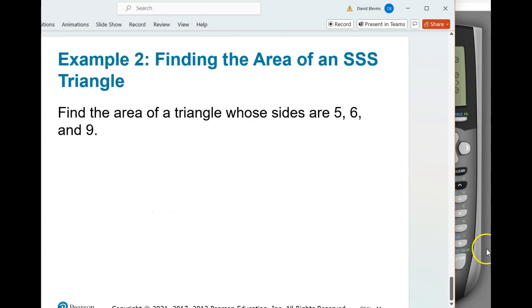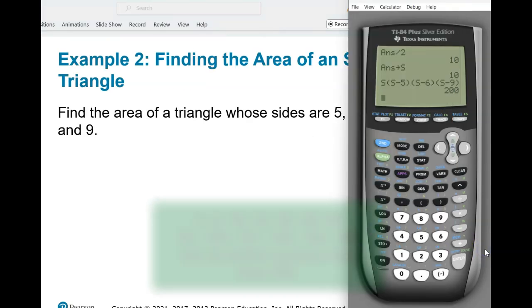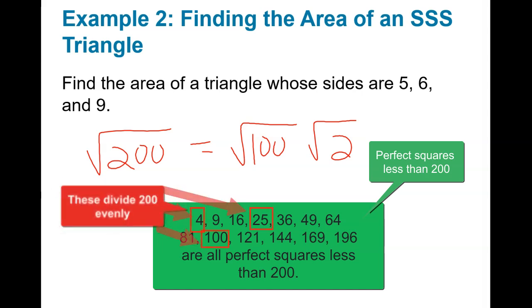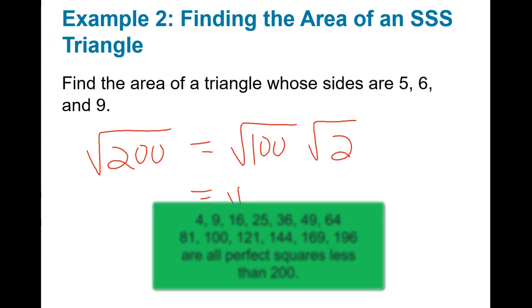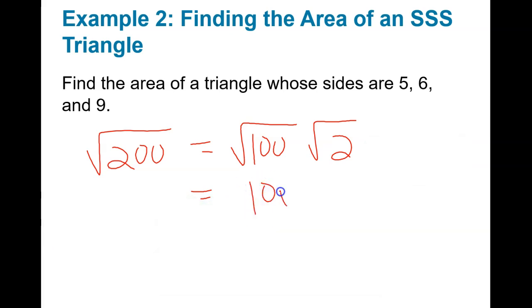So I'm looking for the square root of 200. 200 can be broken down to 100 times 2, 100 being the biggest perfect square that divides 200. So the square root of 100 is 10, times the square root of 2. So there's the exact area, but a lot of times they'll have you approximate: about 14.14 square units. That's a very straightforward, pretty easy section.